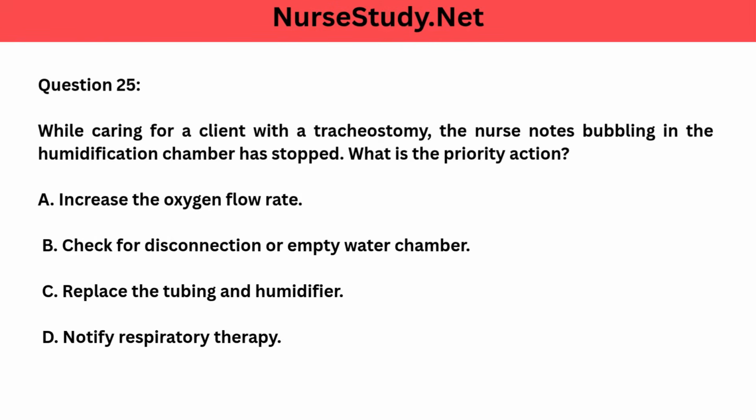Question 25. While caring for a client with a tracheostomy, the nurse notes bubbling in the humidification chamber has stopped. What is the priority action? A. Increase the oxygen flow rate. B. Check for disconnection or empty water chamber. C. Replace the tubing and humidifier. D. Notify respiratory therapy.